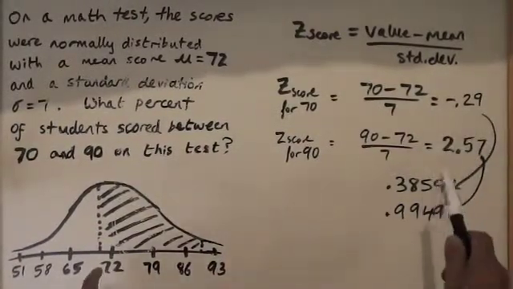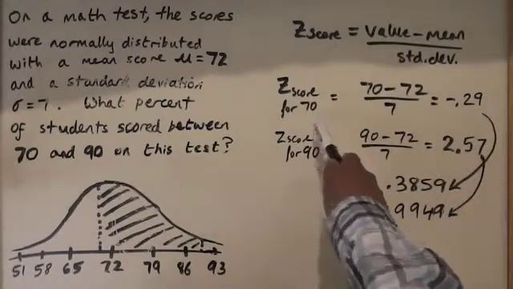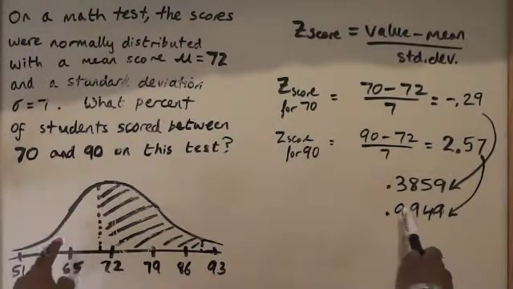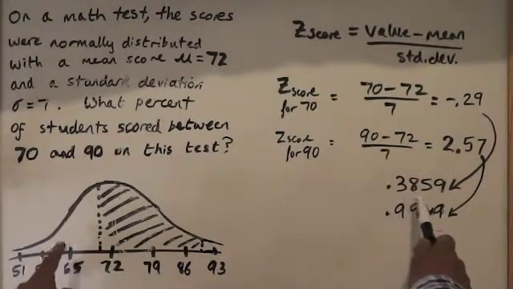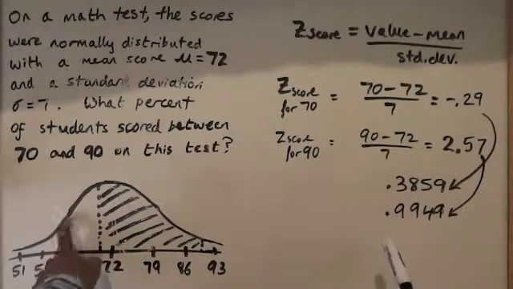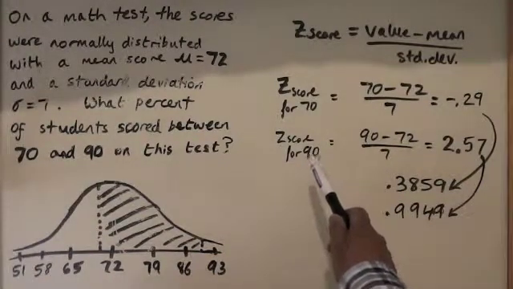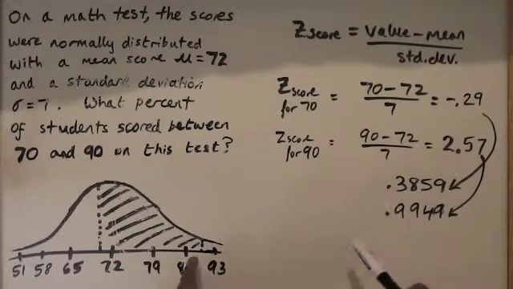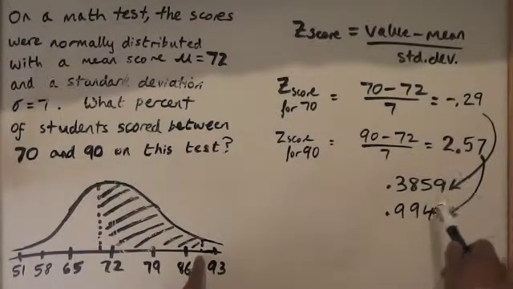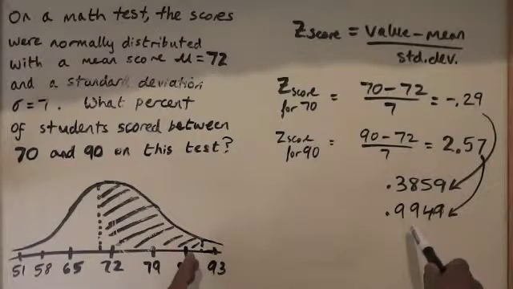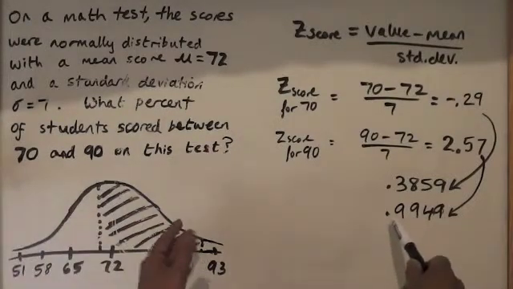So negative 0.29 is the z-score for 70. So 70 is here, and to the left, this white area here would be 0.3859 or 38.59% right here on the left-hand side. And similarly, the z-score for 90 is 2.57. So here's 90, and that z-score gives us a percentile of 99.49%. So to the left of 90, there's 99.49% of the data.